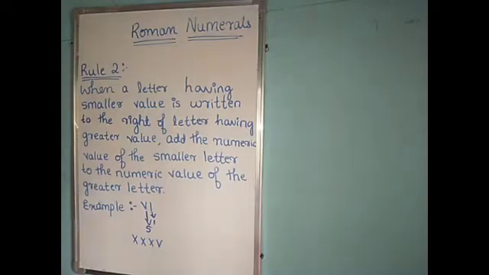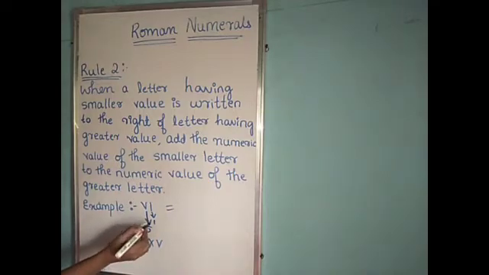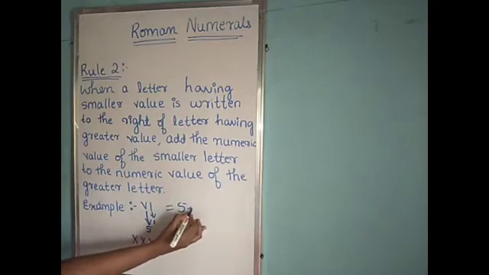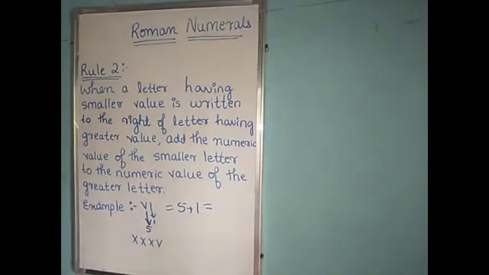So what do we have to do? We have to add the numeric values of both the letters. So we have to add 5 plus 1. 5 plus 1 is how much? 6. So VI is equal to 6.